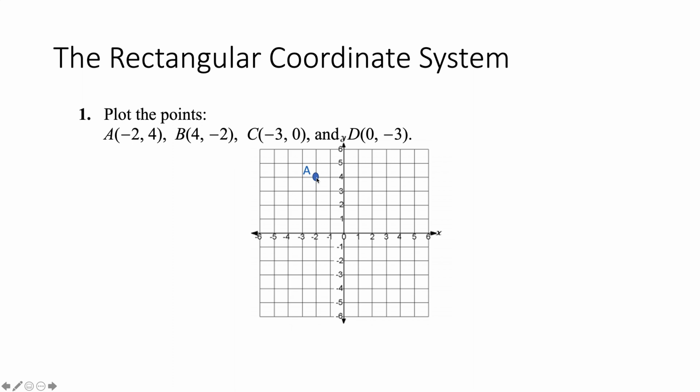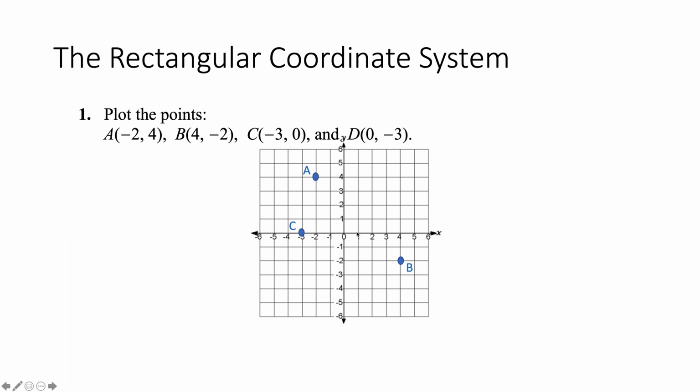Where do you think point B would be located? Well, that would be where X is 4 and Y is -2. So there's where B is located. What about C? Now that's actually a little tricky. It's at -3, 0. And if it's at 0, that means it stays on the axis. In this case, the Y is going to be 0. And the Y is 0 on the X-axis.